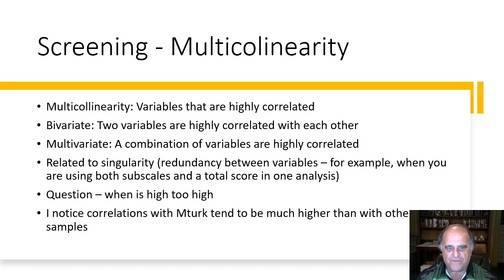But for example, if you're using both subscales and a total score in one analysis, the total score is going to be totally dependent upon the subscales, which is going to lead to singularity. So that's a redundancy between variables. It's going to create multicollinearity. But the fact is, you should not be doing that in the first place. If you're doing it, it's a mistake.